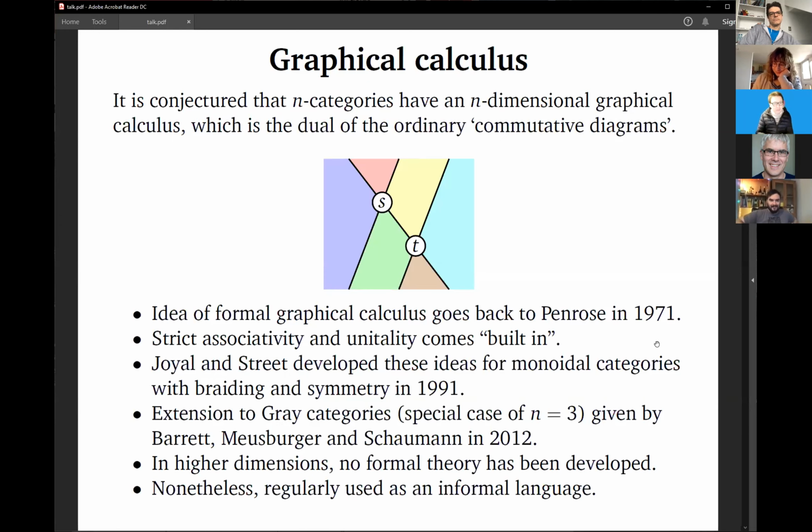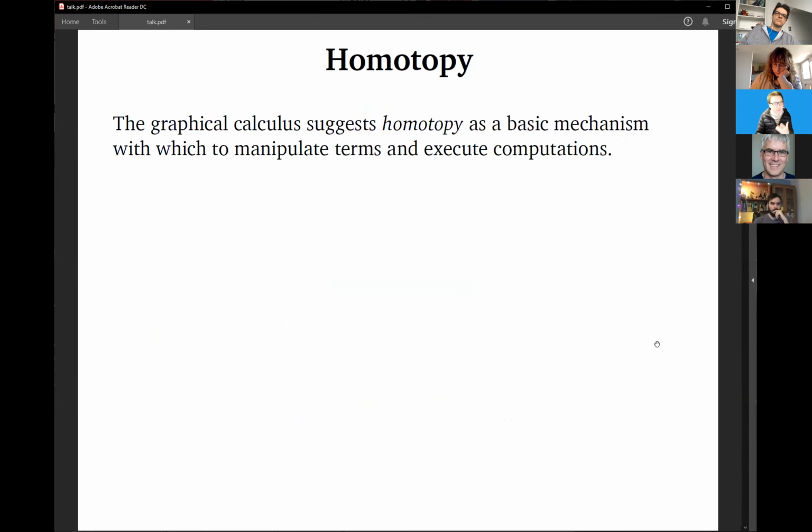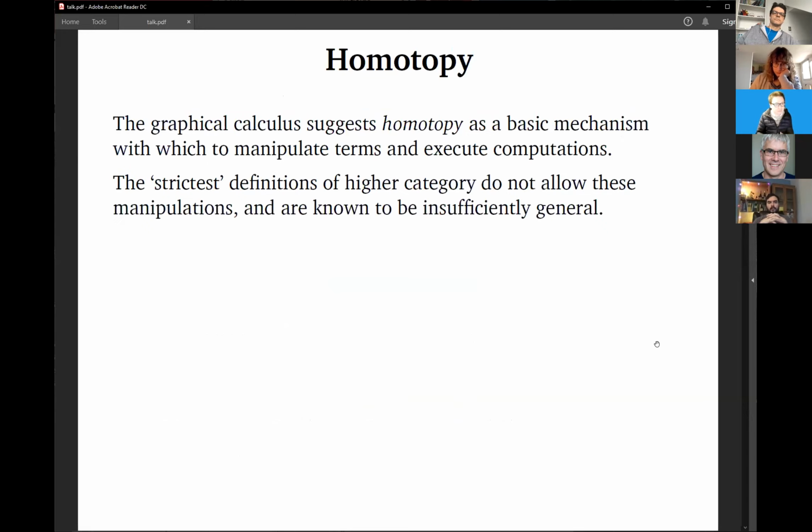So in the graphical calculus, the point is that we can compose cells of our n-category by drawing these composite diagrams. And then we say that any 2 composites are equivalent in the n-category just when the 2 diagrams are homotopic to each other, something we'll see a lot throughout this talk. So the graphical calculus suggests homotopy as a basic mechanism with which to give our theory of high categories its dynamics, right? How do we manipulate terms, execute computations, and so on?